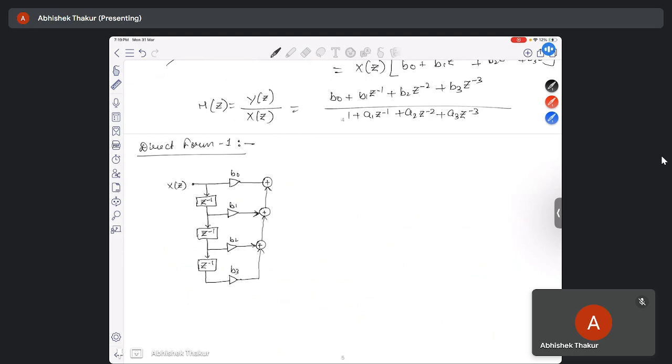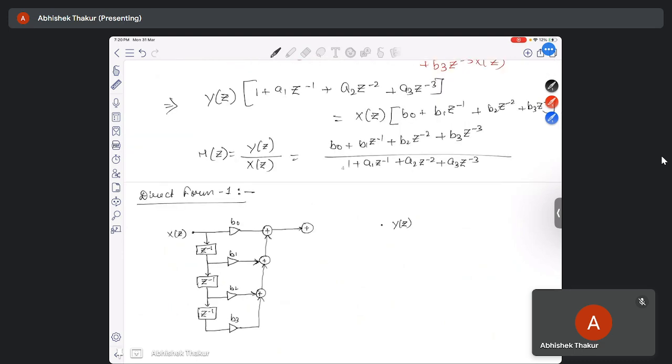Now, we have to complete the poles part. So, let's suppose this is our y of z. So, y of z, the first there is a delay unit z inverse, and then z inverse is multiplied with a1.